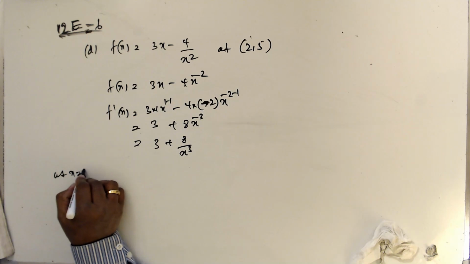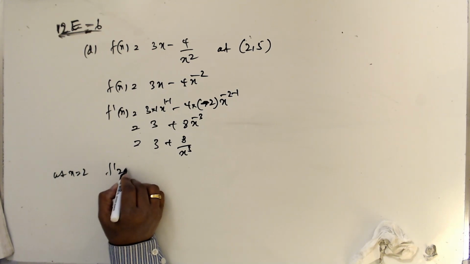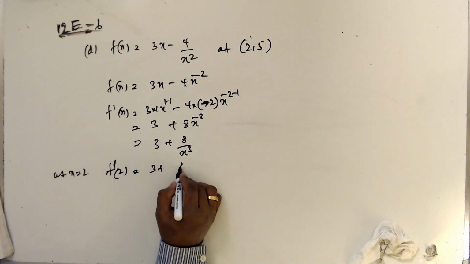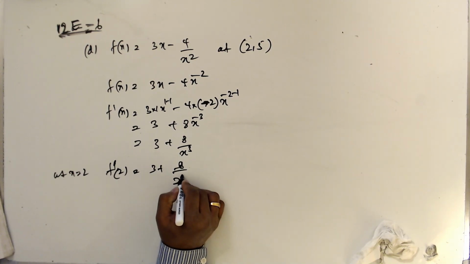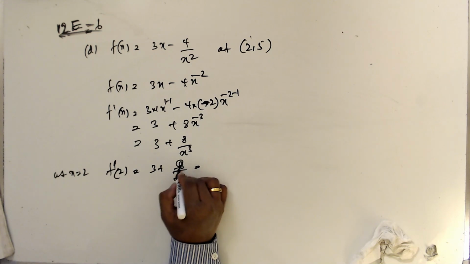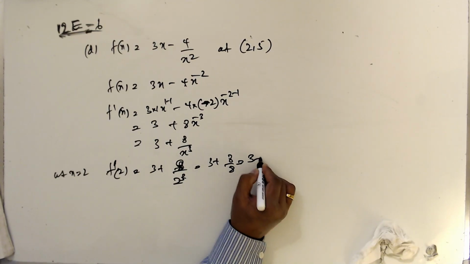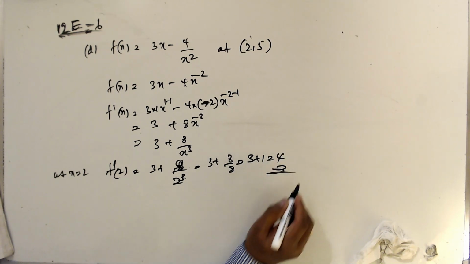At x equal to 2, f dash 2 equal 3 plus 8 over 2 to the power 3. So 3 plus 8 over 8. 3 plus 1 equal 4.